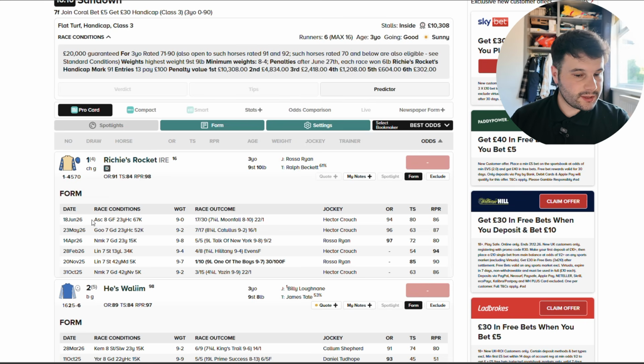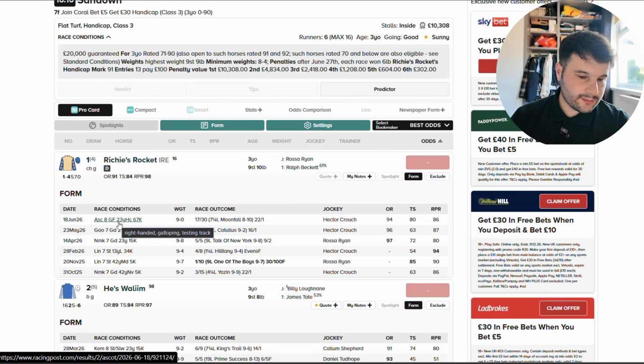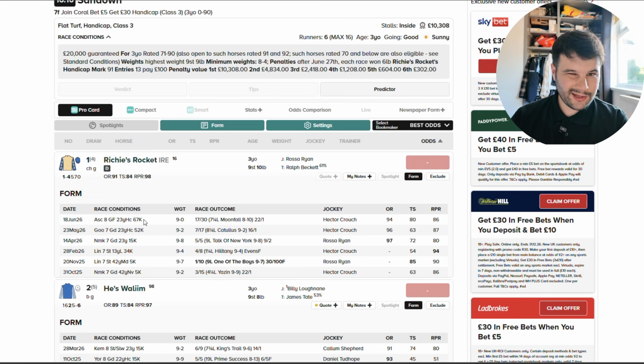So, like I said, Rich's Rocket, his last run came at Ascot, which is not too dissimilar a course to Sandown. It is a stiff finish. He ran over the 8 furlongs that day on good to firm ground. That's what the GF stands for. The 2 in this little bit here basically means it was a class 2 race, and a 3Y, it's a 3-year-old race. HC means handicap. The 67k, ignore that part, that's just what the prize money was last time out, so it doesn't really make too much of a difference when trying to rate a horse anyway. So Racing Post gave this horse a rating of 86 last time out.